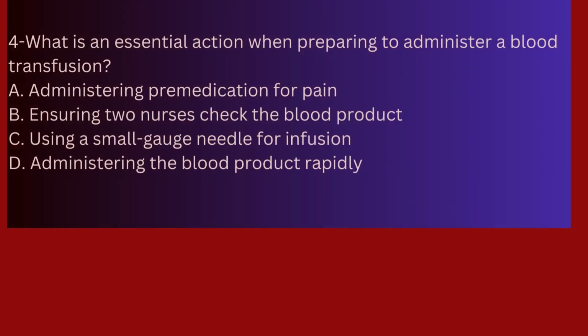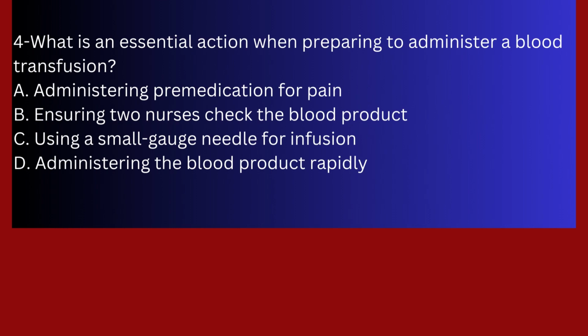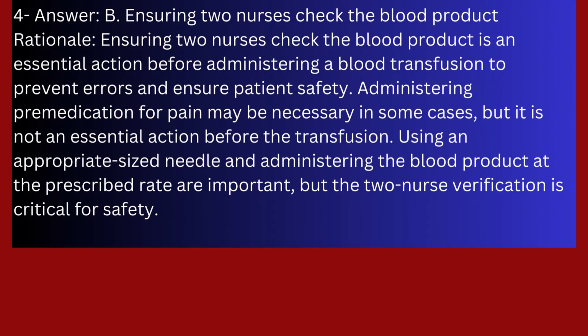Question number 4. What is an essential action when preparing to administer a blood transfusion? A. Administering pre-medication for pain. B. Ensuring two nurses check the blood product. C. Using a small gauge needle for infusion. D. Administering the blood product rapidly. The answer is B. Ensuring two nurses check the blood products.